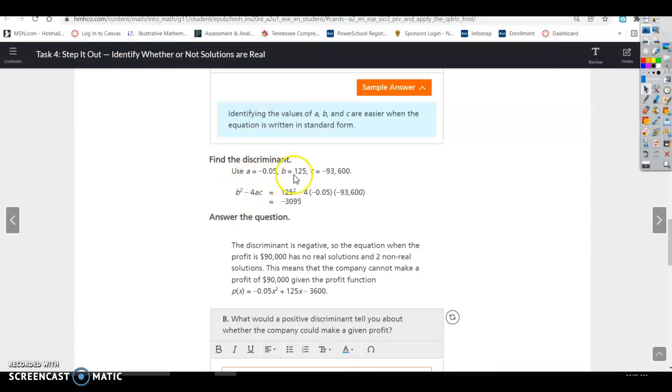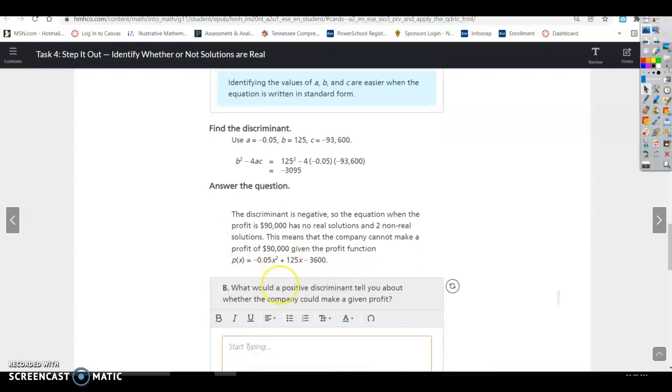All right, so the discriminant is B squared minus 4AC. So we're going to do B squared, 125 squared, minus 4 times our A value here, times our C value here. Now, we got a negative number. That means that there are no real solutions and two non-real solutions, or two imaginary solutions. This means that the company cannot make a profit of $90,000 given the profit function. So that means with this equation, they're not going to make $90,000.